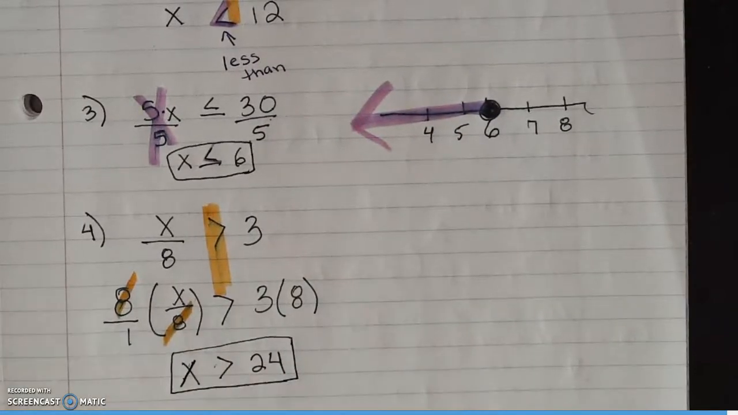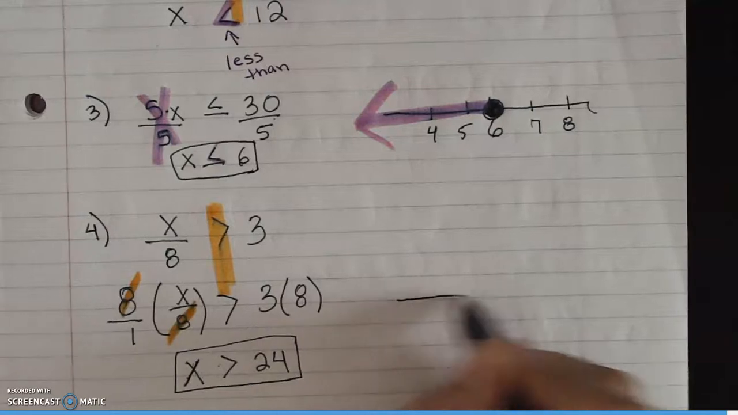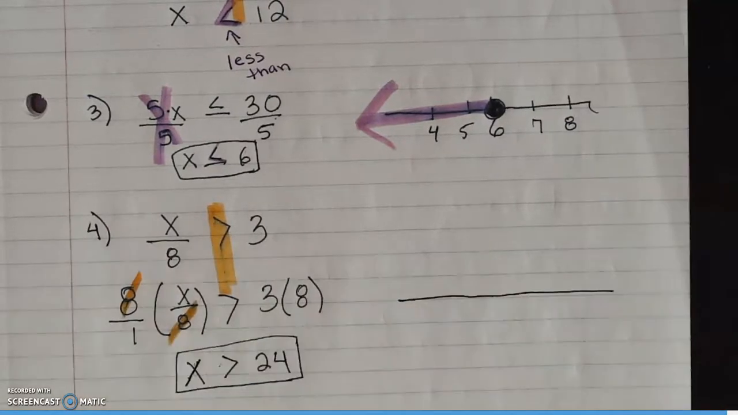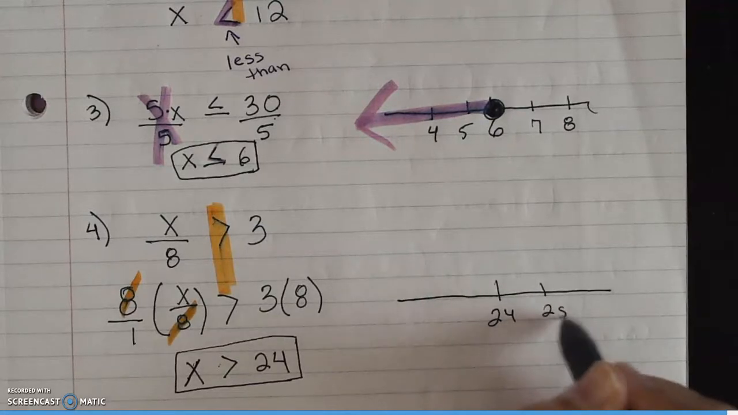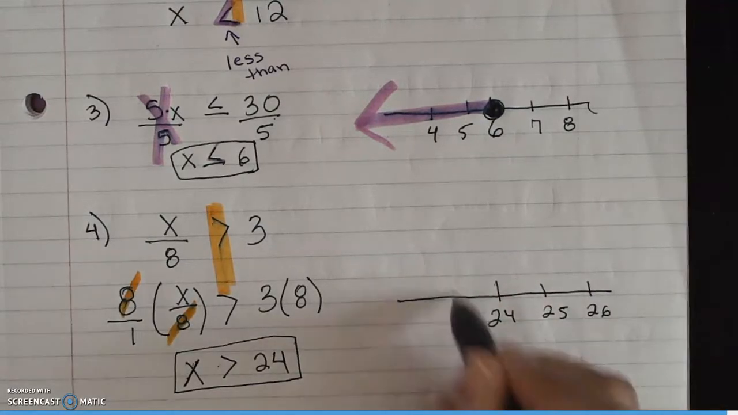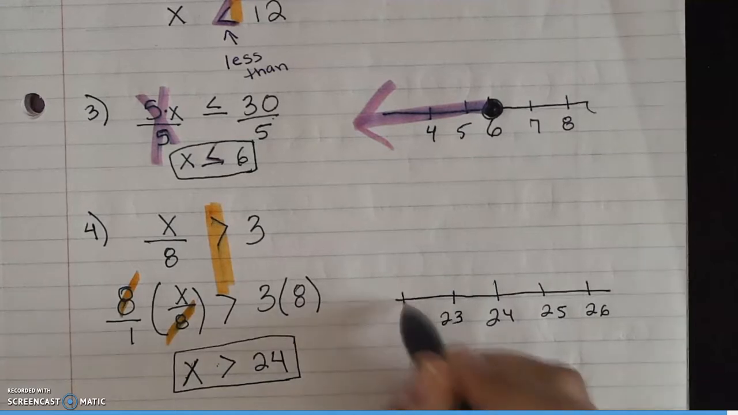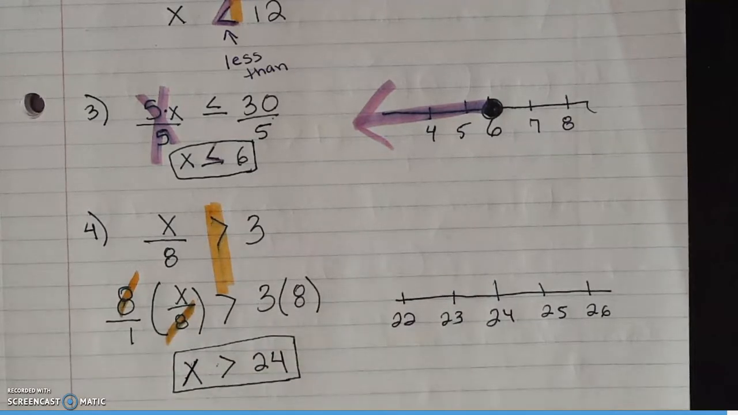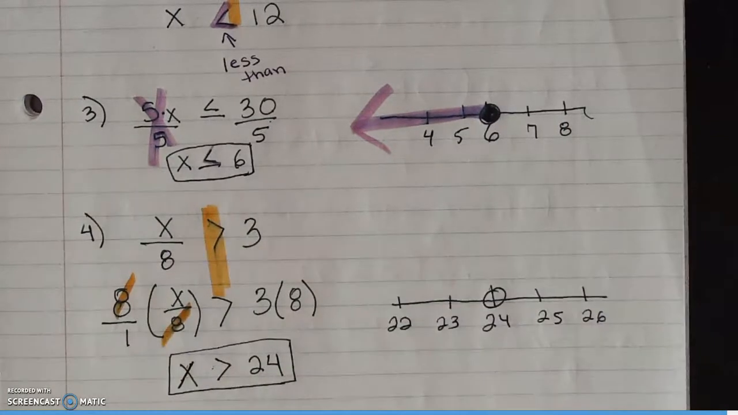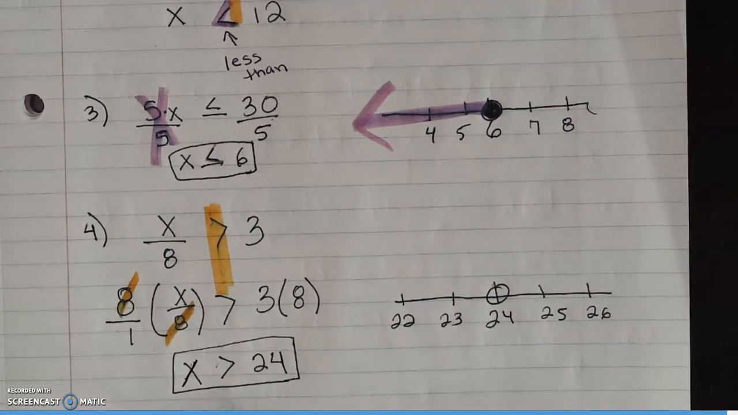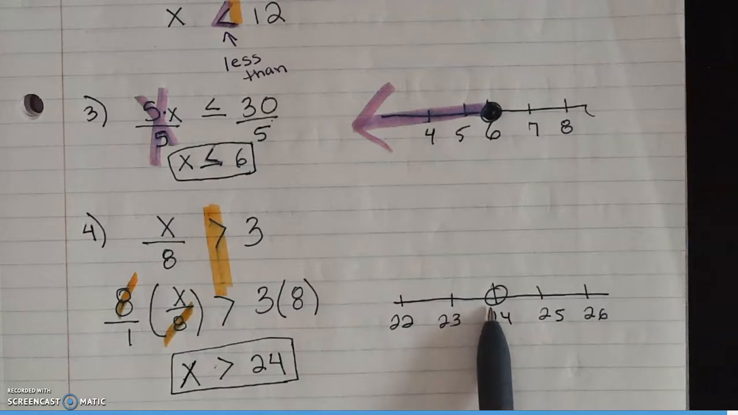Now let's go ahead and graph it. I make my number line. I'll put 24 right in the middle. I'll go ahead and put my numbers next to them just to find out and get that visual. And here we go. 24. I'll make a beautiful circle. Is there an equal sign? No. So I do not need to close the dot.